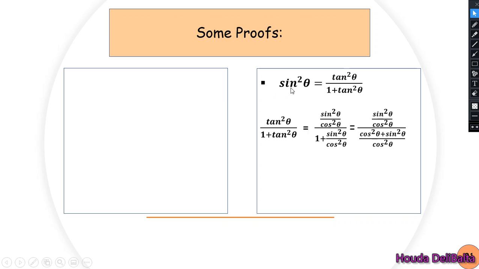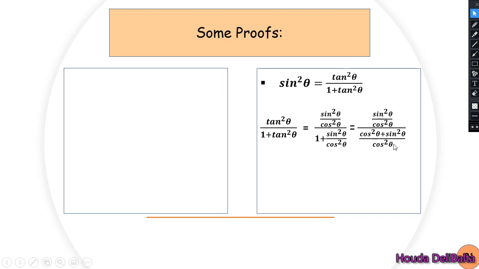Now here are the proofs for the last two rules. Why is sine squared theta equal to tangent squared theta over 1 plus tangent squared theta? Let's start decomposing this one. Tangent is sine over cosine. So tangent squared theta is sine squared theta over cosine squared theta. And in the denominator also, 1 plus tangent squared theta is 1 plus sine squared theta over cosine squared theta.